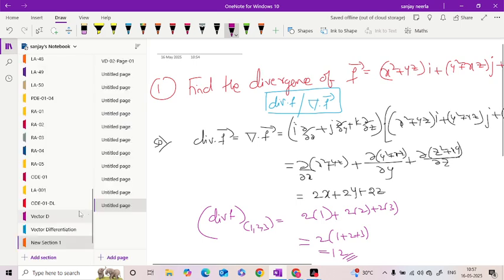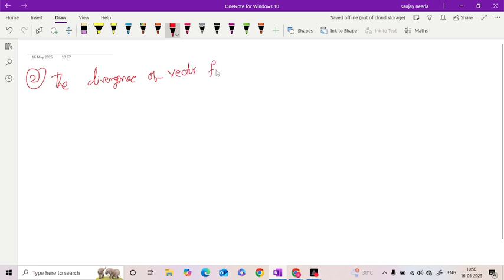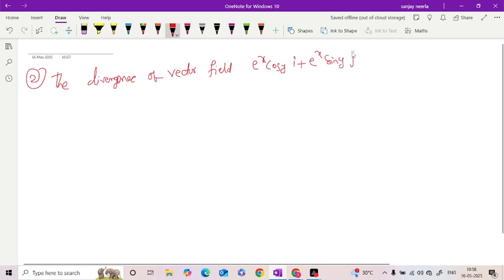Now I will give one question, just give me the answer. Second one: the divergence of the vector field, where the vector is e power x cos y i and e power x sin y j. Option A is 0, option B is e power cos y, option C is 2 into e power x sin y, and option D is 2 into e power x cos y. Which one is correct?